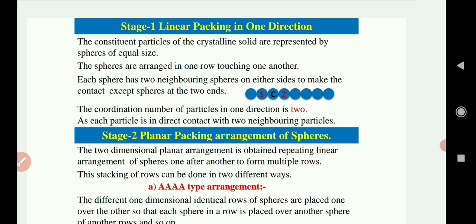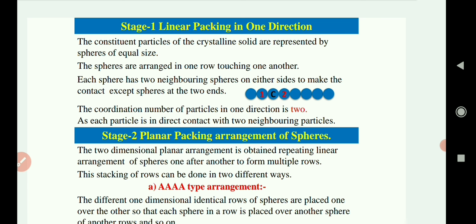How are the particles arranged? We can have the arrangement as linear arrangement, we can have it in 2 dimensions, we can have it in 3 dimensions. When you have linear arrangement, you just consider a line. When you have it in 2 directions, you consider it to be a plane. So let's go for the concept.